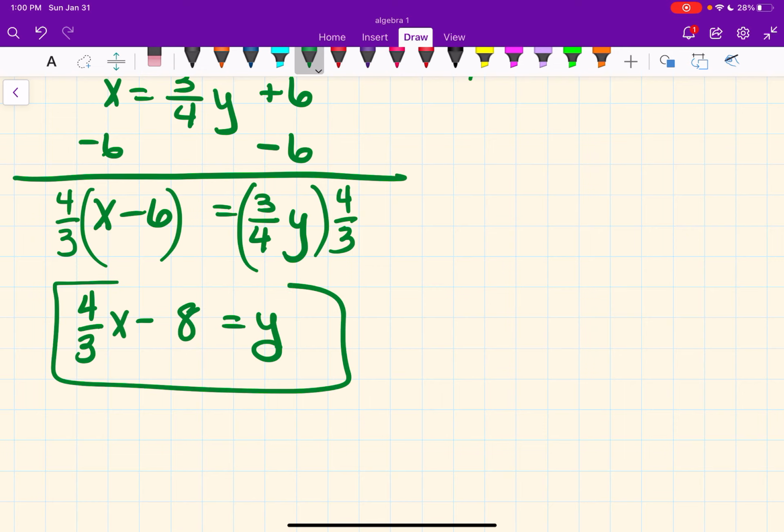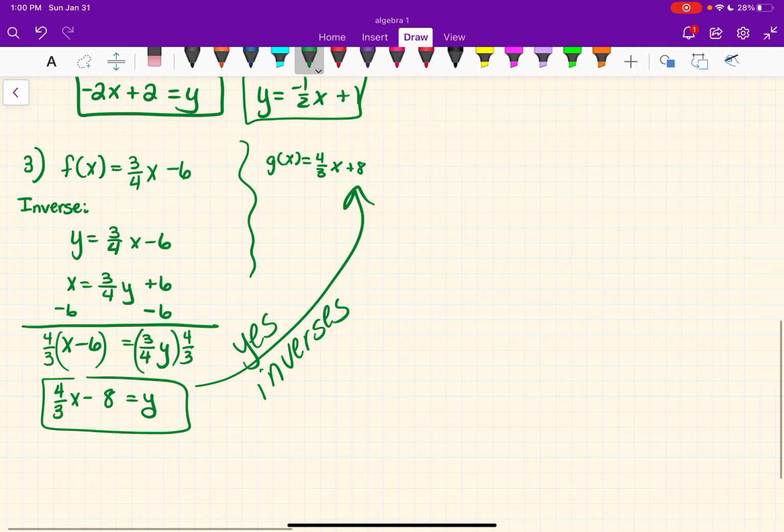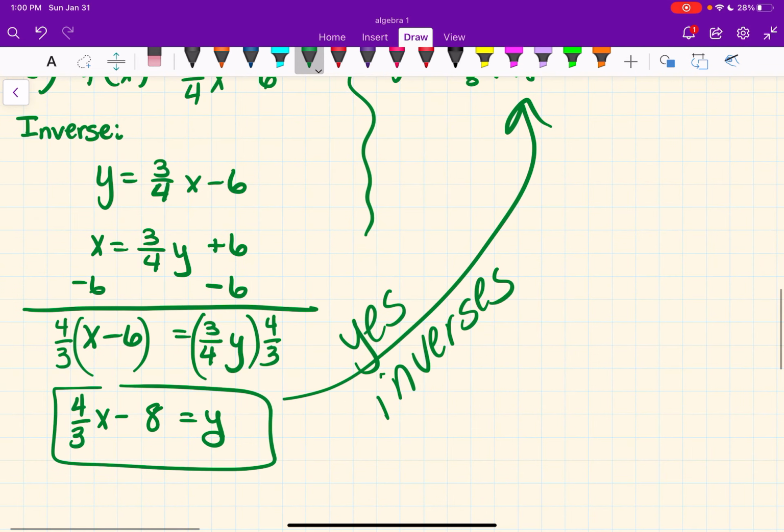Is this the same as g of x? Yes, it is. Therefore, they are inverses. So we just test one and see if it equals the other. If it's true, then they're inverses. Okay?